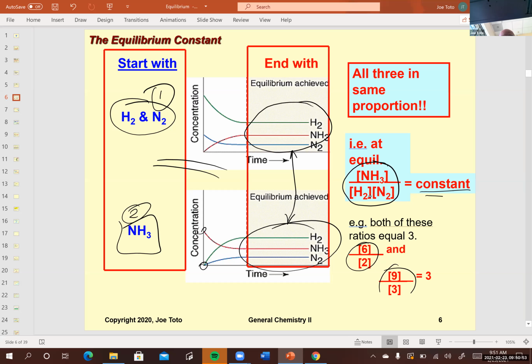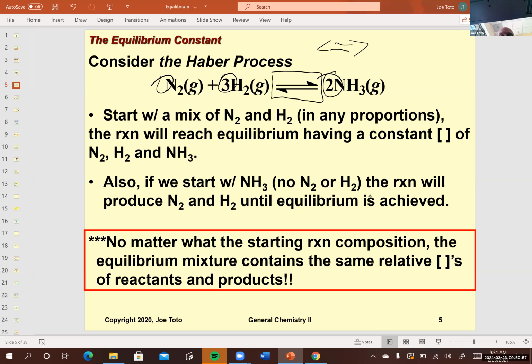And it doesn't matter what you start with, as long as you start with some of all the reactants or some of all the products. Now, let me explain what I just said.